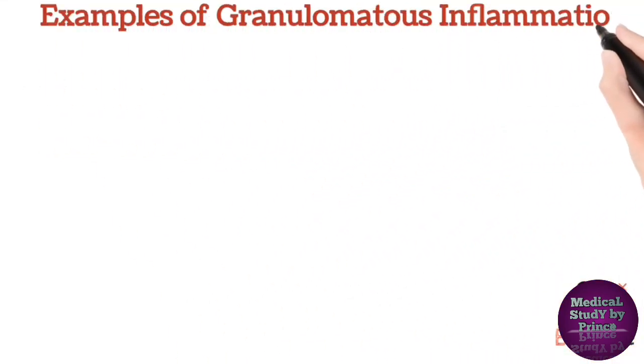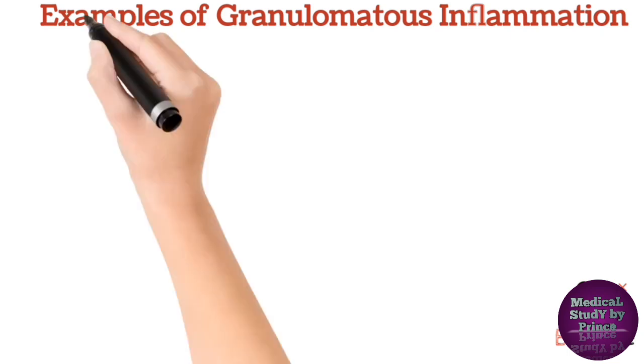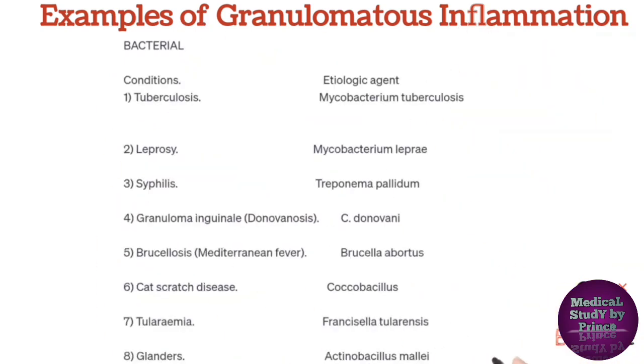Now we will see the examples of granulomatous inflammation which we have to learn. First of all, the bacterial causes. First is tuberculosis, second is leprosy, third is syphilis, fourth is granuloma inguinale, fifth is brucellosis, sixth is cat scratch disease, seventh is tularemia, eighth is glanders. Also learn the etiological agent: tuberculosis is caused by Mycobacterium tuberculosis, leprosy is caused by Mycobacterium leprae, syphilis is caused by Treponema pallidum. Like this, you have to learn the etiological agents as well.